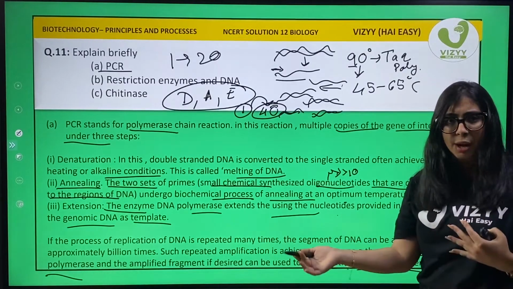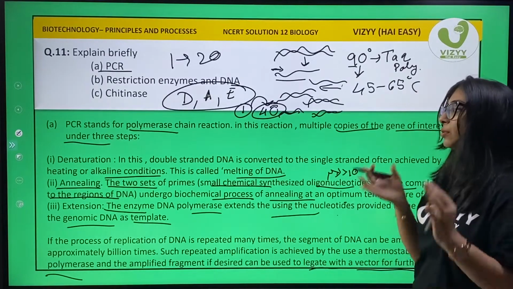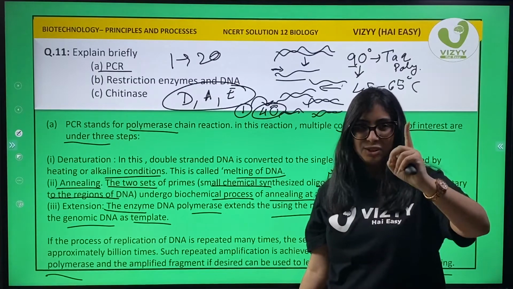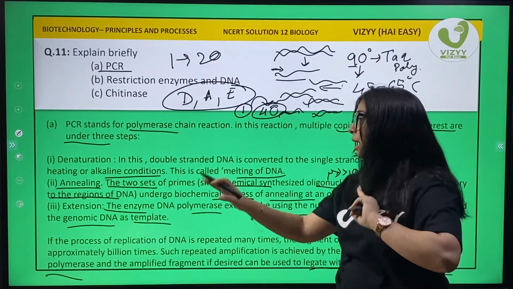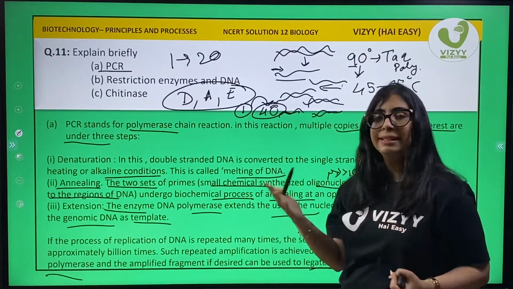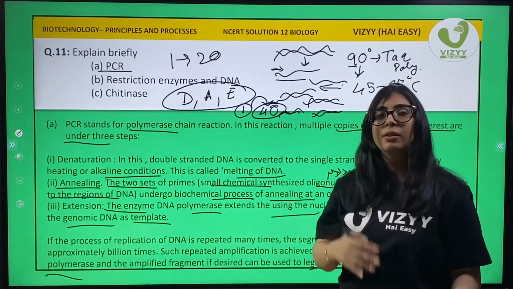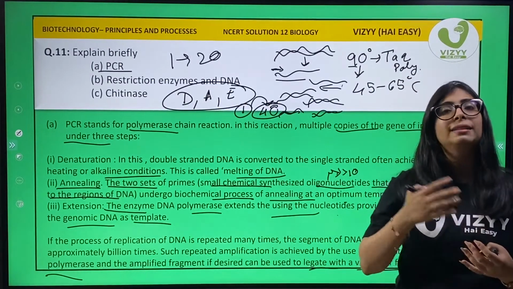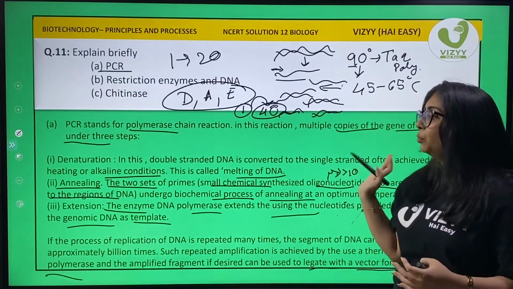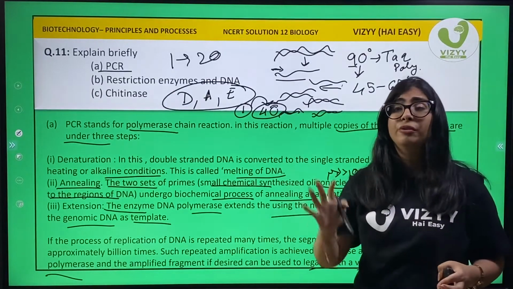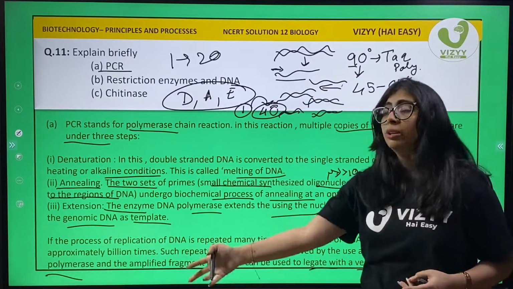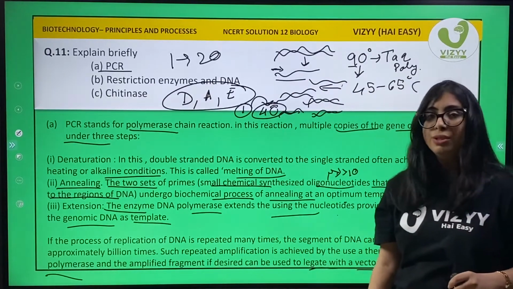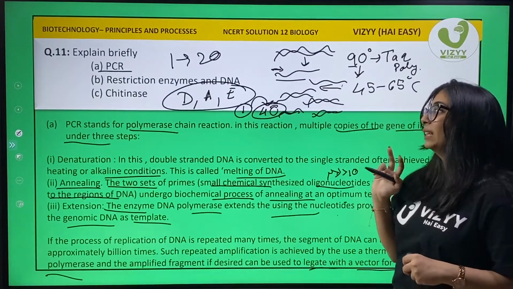Cloning is again multiplication. So students, over here you are supposed to remember 3 steps. One, denaturation. Second, annealing. And third, extension. After this, one single DNA copy is multiplied further, which is known as amplification, and we do this with the help of Taq polymerase or thermostable polymerase. Okay students, so we are done with PCR.